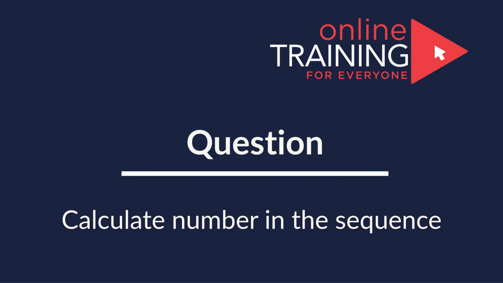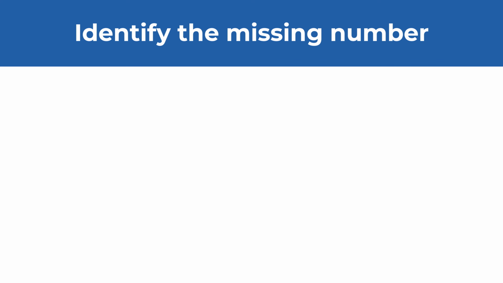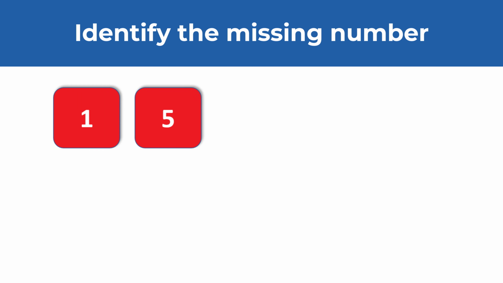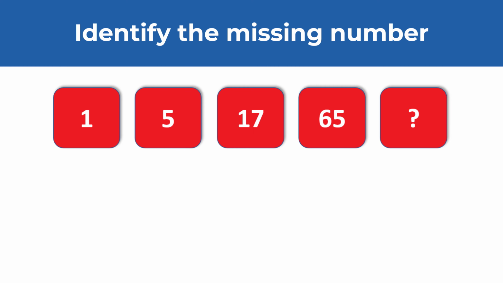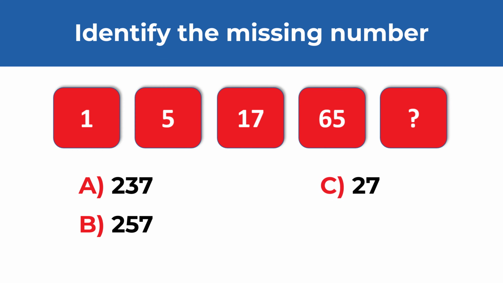Here's the question from the real test, where you're presented with a sequence of numbers and you need to identify the missing number. The numbers you see are 1, 5, 17, 65, and then comes the missing number. And you have 4 different choices for the missing number. Choice A, 237. Choice B, 257. Choice C, 277. And then choice D, 297.